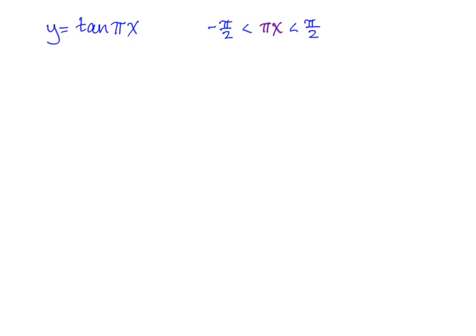Now to solve this for x, we divide everything by pi, which is the same as multiplying by 1 over pi. After you cancel a bunch of pi's, you're left with negative 1/2 is less than x is less than positive 1/2. That's your new interval for one cycle, and also your two vertical asymptotes.